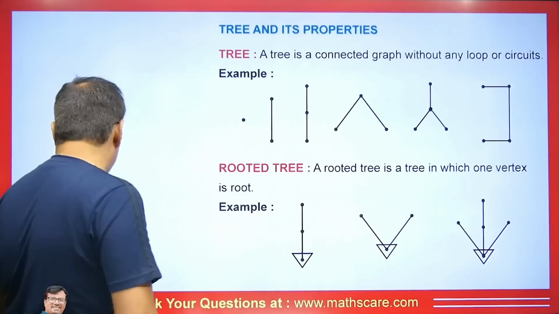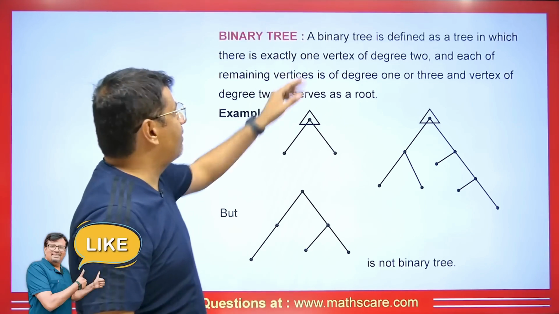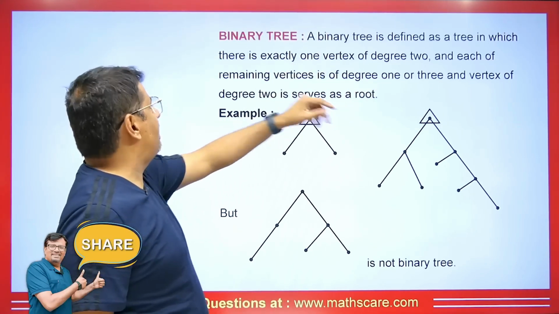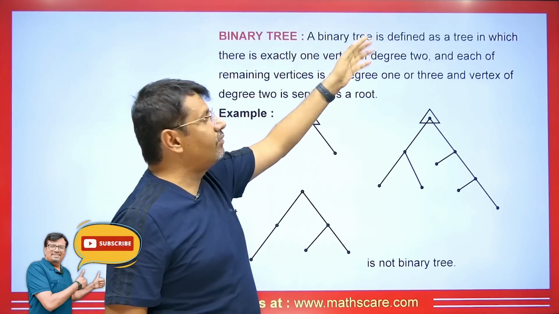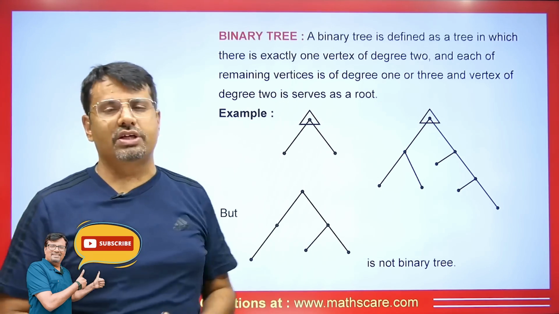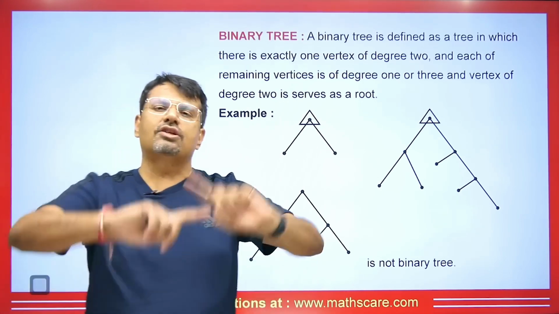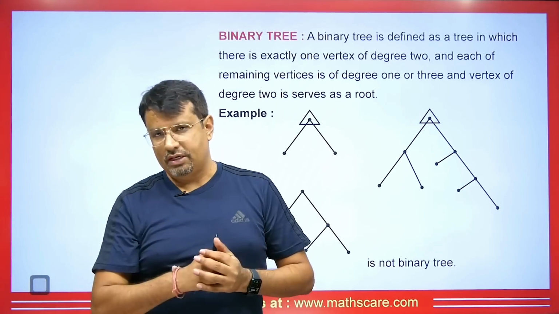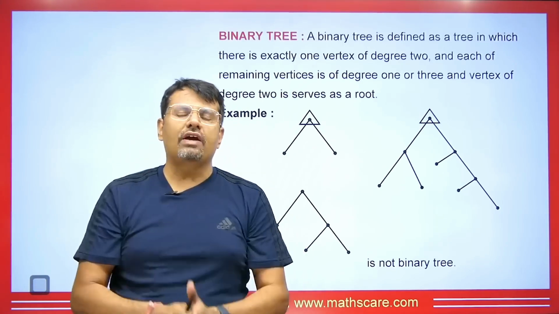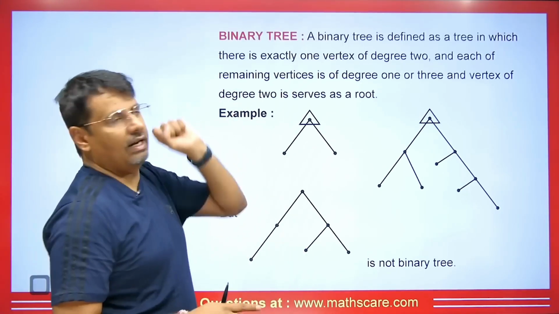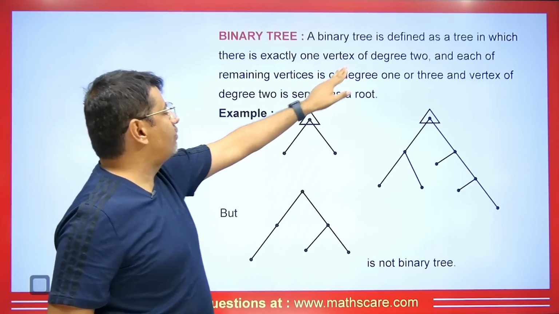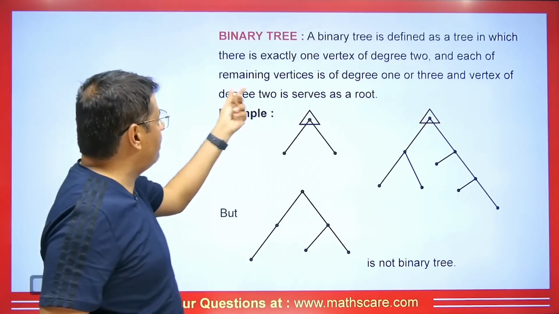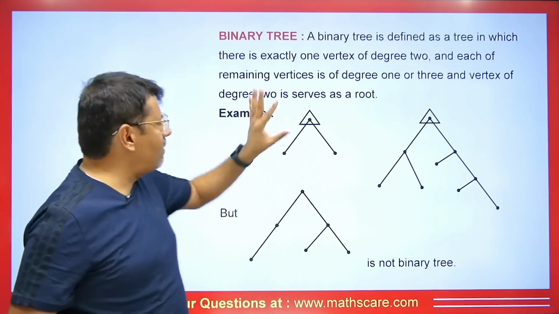Let's move ahead. We will talk about a binary tree. A binary tree is defined as a tree in which there is exactly one vertex of degree 2. This means that we must have one vertex whose degree is 2 and all other vertices that we have, their degree will either be 1 or 3. Now, whatever has a degree 2, it is always called the root. Let's see an example.